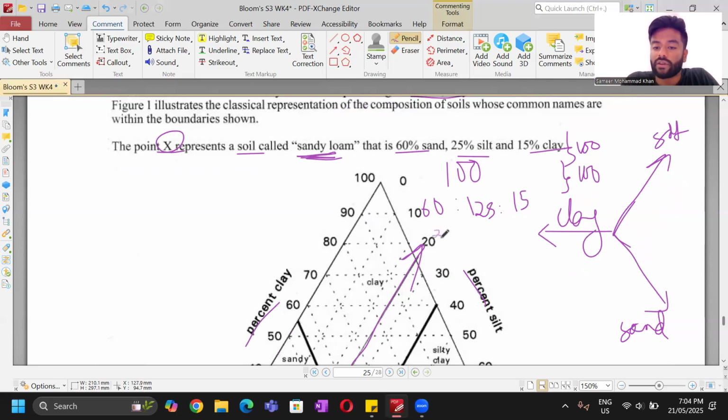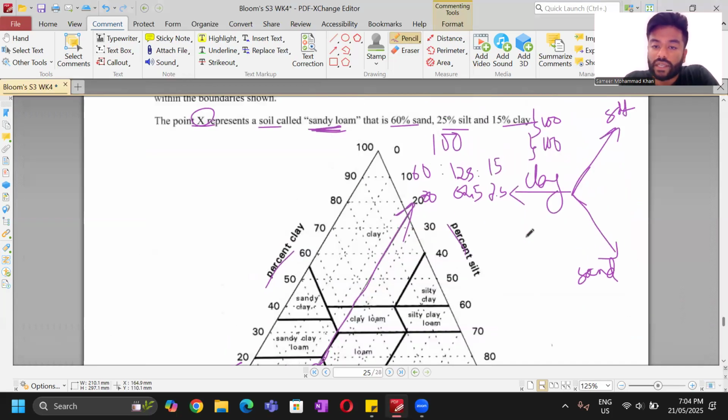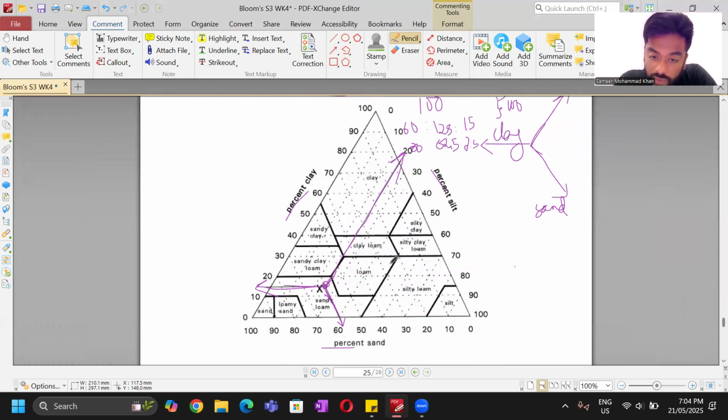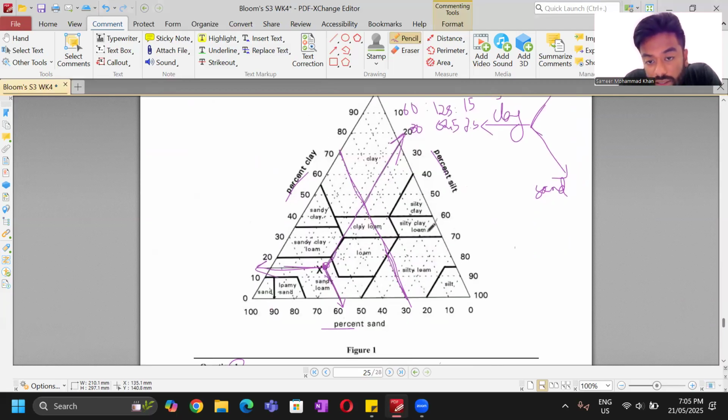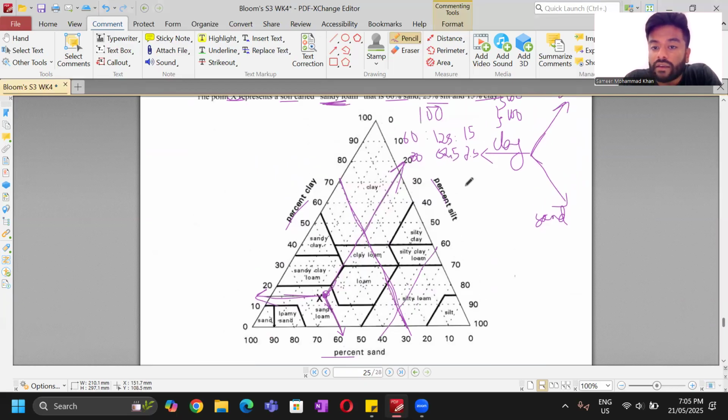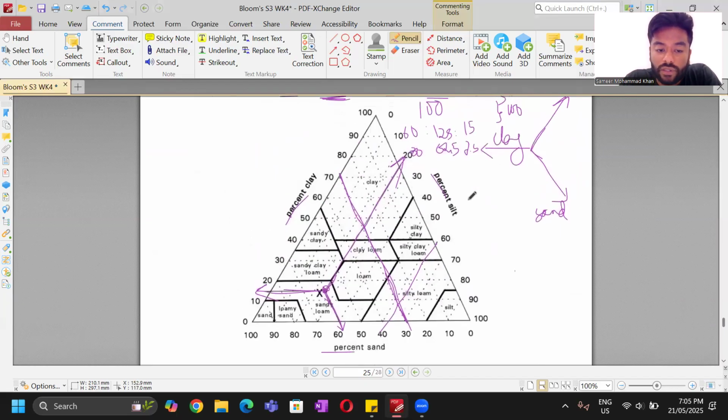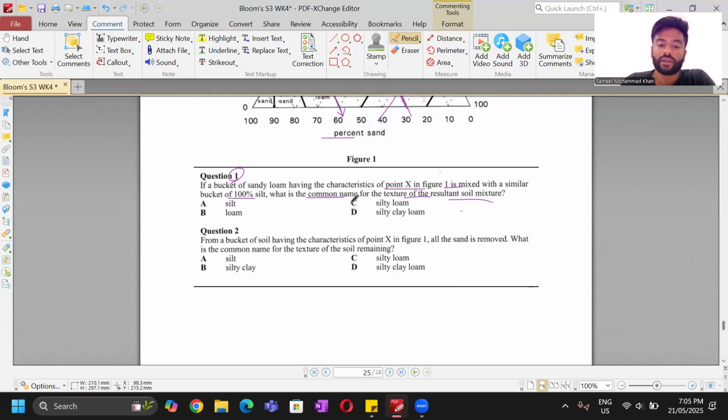So what percentage is it? Well, 60 divided by 2 is 30%. 125 divided by 2 is 62.5%. And 15 divided by 2 is 7.5%. So let's find something with 30% sand. 30% sand puts us in this plane. 62.5% silt puts us in this plane. And then 7.5% clay puts us roughly in this plane right here. So we are in the intersection of these 3 planes, meaning we're in the silty loam category. The answer here is C.